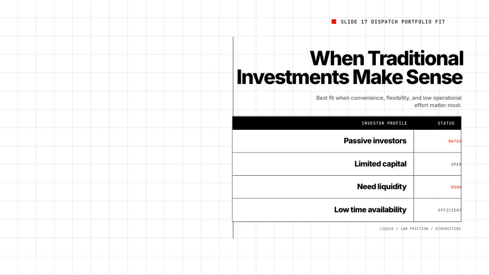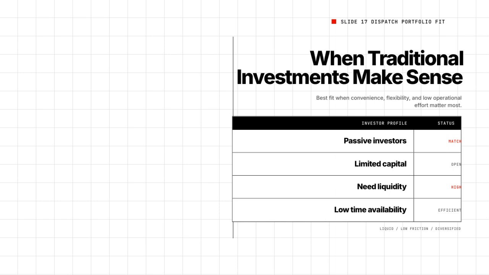On this slide, we're looking at when traditional investments are the best fit within your portfolio. Traditional investments work well primarily when convenience, flexibility, and low operational effort are your top priorities. This makes them ideal for passive investors who may not have the time or desire to actively manage their investments. Importantly, these investments are a good match if you have limited capital to deploy, but still want efficient portfolio diversification.